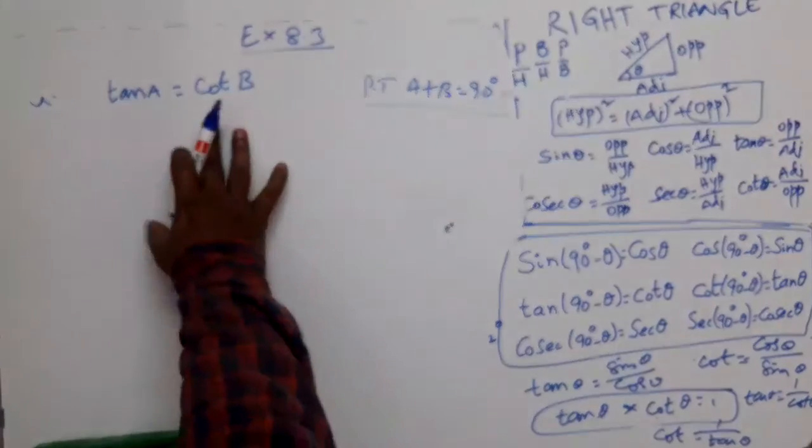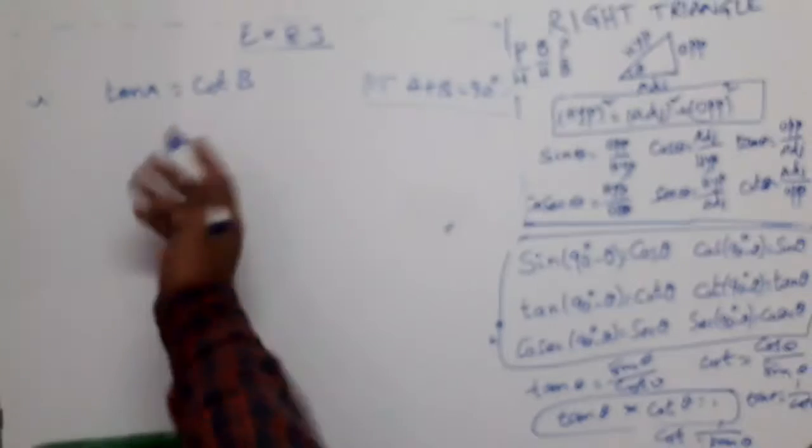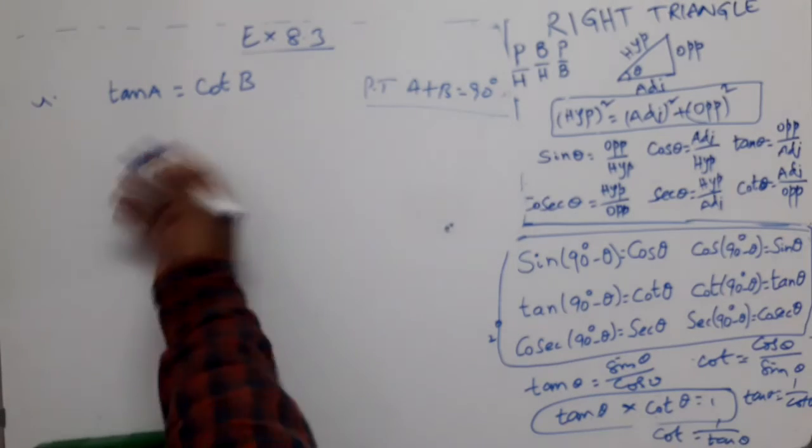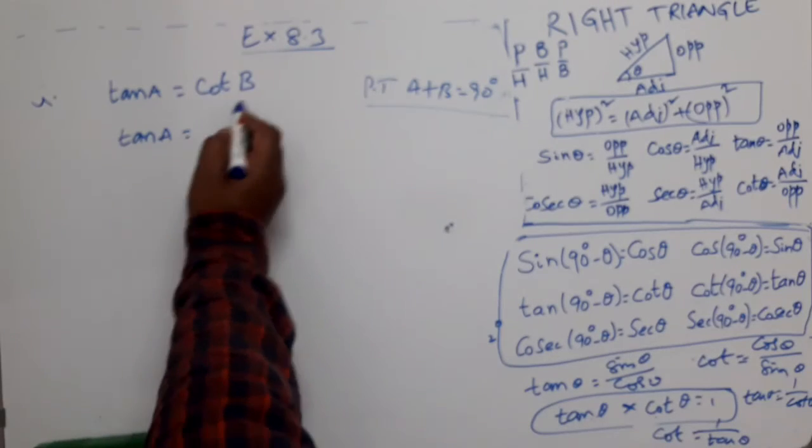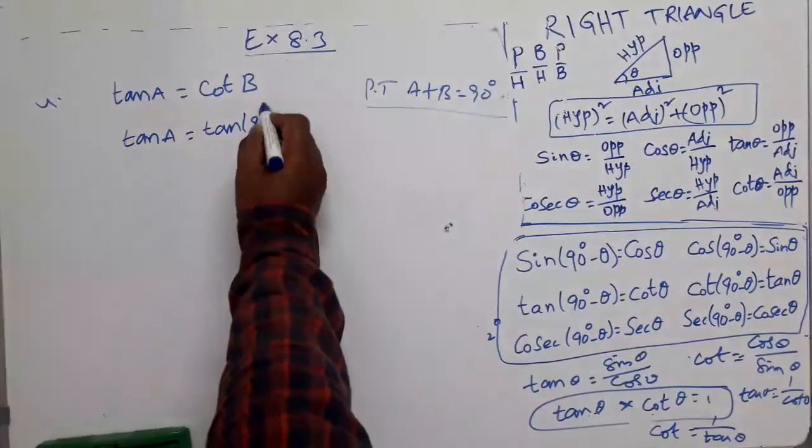Yes, we have these relations, right? Cot theta can be written as tan of (90 degrees minus theta). Tan theta can be written as cot of (90 degrees minus theta), and so on. In the same way, you convert any one of these two expressions to another ratio and equate that. If you leave tan A like this, you convert cot B. Cot theta can be written as tan of (90 degrees minus theta). This can be written as tan of (90 degrees minus B).